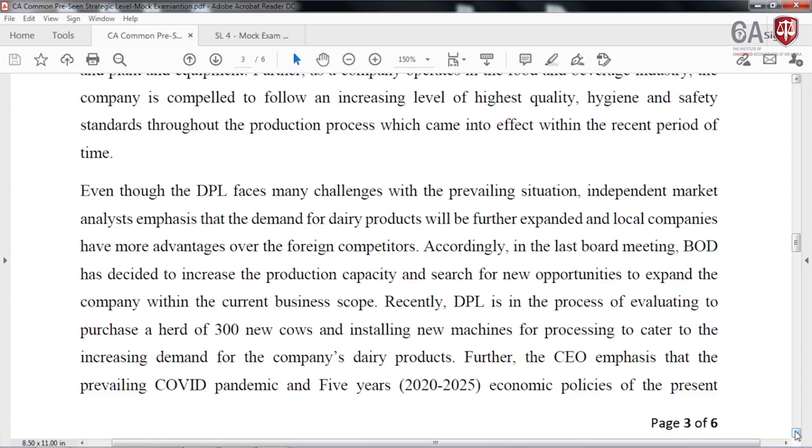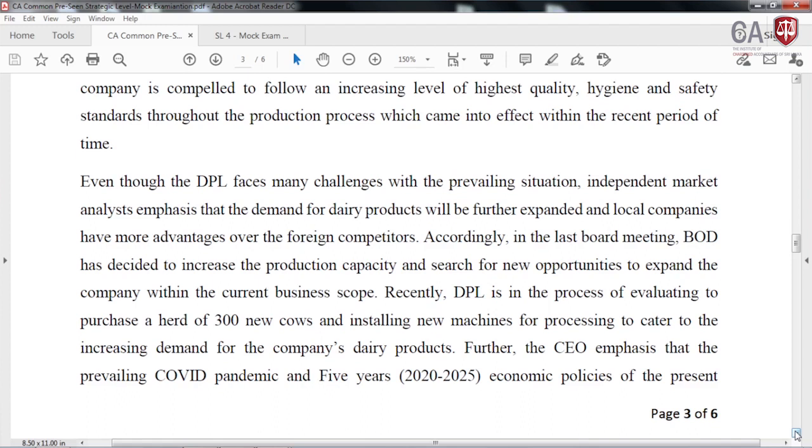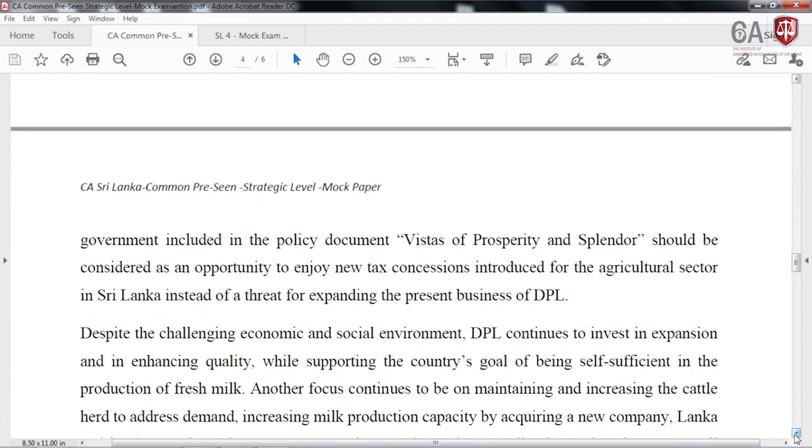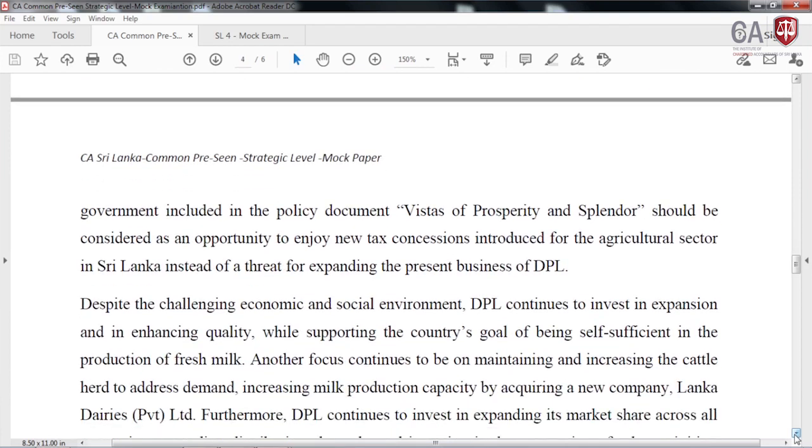Further, the CEO emphasized that the prevailing COVID-19 pandemic and the 5-year economic policies of the present government, including the policy document, Vistas of Prosperity and Splendor, should be considered as an opportunity to enjoy new tax concessions introduced for the agriculture sector in Sri Lanka, instead of a threat to expanding the present business of DPL. Now, this is an opportunity. The recently appointed government has introduced a policy document for the next 5-year period, where they have introduced some tax concessions, that will be an opportunity for this particular business.